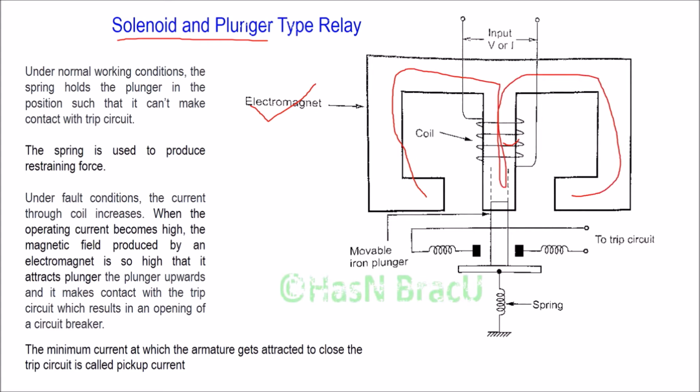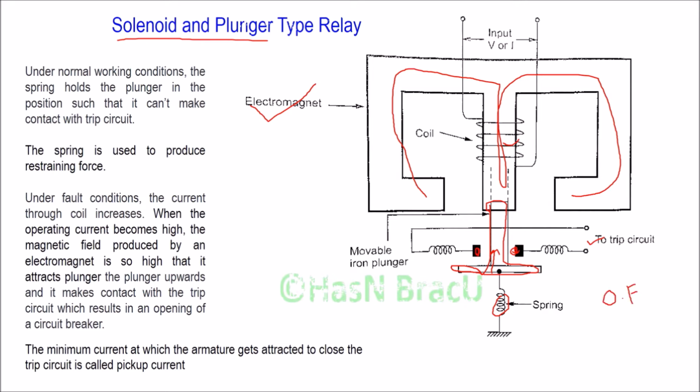Here the solenoid is a hollow solenoid where the plunger, so this is the plunger, can be moved upwards through this hollow solenoid. In order to activate the trip circuit, this plunger must be moved upwards to make contact with the trip circuit. You can see a spring which provides restraining force. What is restraining force? Restraining force is the force of a spring which is opposite of the operating force.